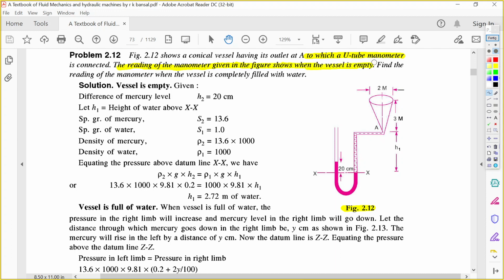First one is when the vessel is empty. Find the reading of the manometer when the vessel is completely filled with water. Second case is completely filled with water.